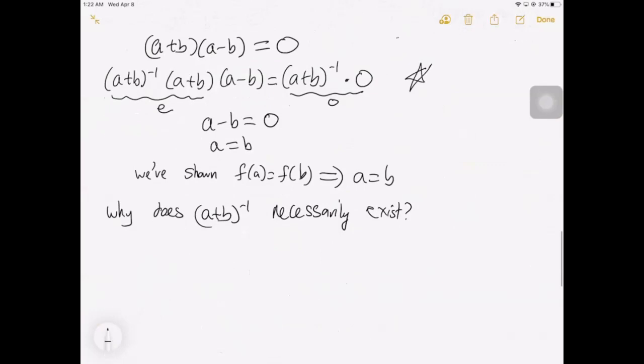So notice that it suffices to show that A plus B is an element of Z star Q, because all elements of Z star Q must have inverses since Z star Q is a group. This implies that A plus B inverse in Z star Q exists.